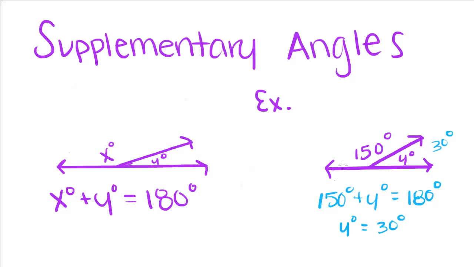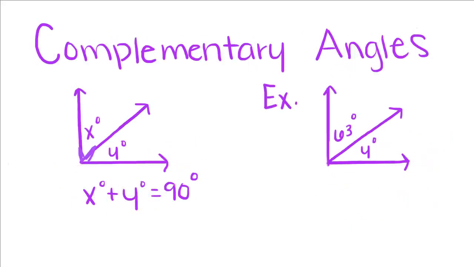Because if you look at this line right here, this line's measurement is equal to 180. So that's why their totals need to equal 180 degrees. So the next type of angle we're going to talk about are complementary angles, and they are adjacent angles, so side by side angles whose total equals 90 degrees. Because if you look at this big angle, it is equal to 90 degrees because it's a right angle.